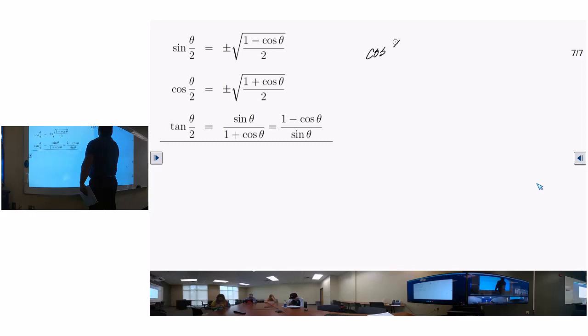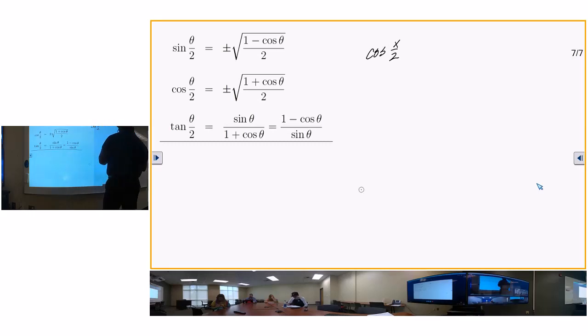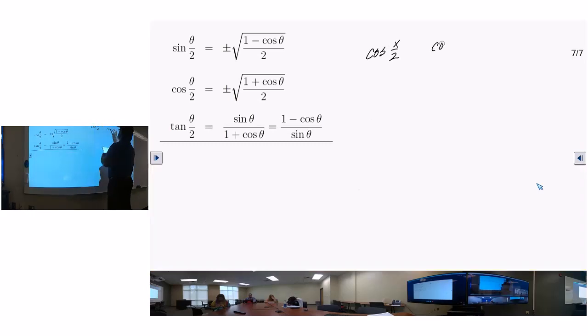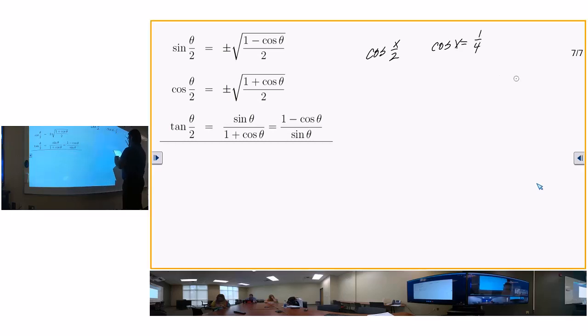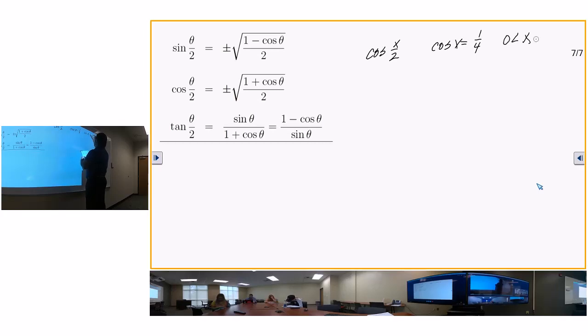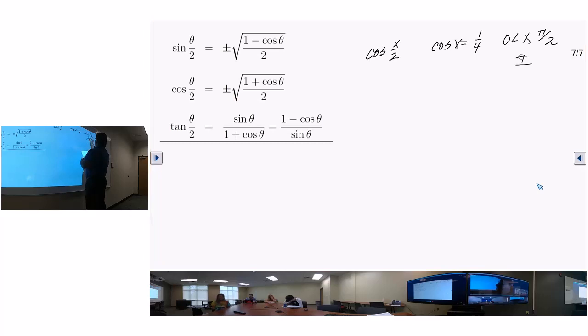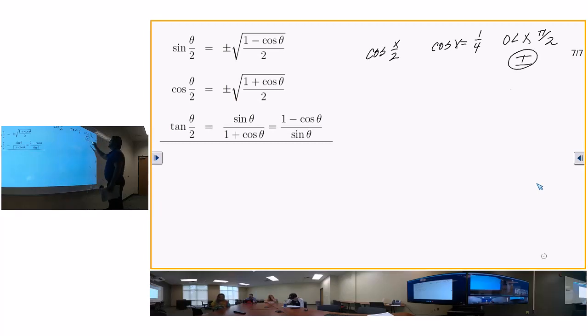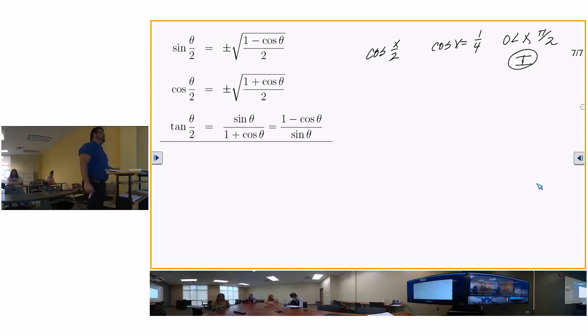Cosine of x over 2 given cosine of x is equal to 1/4 and x is between 0 and pi over 2, which means that it's in what quadrant? First quadrant. So that means that cosine is going to be positive. So go to it. For those of you that need to know, you're going to be using the second one.